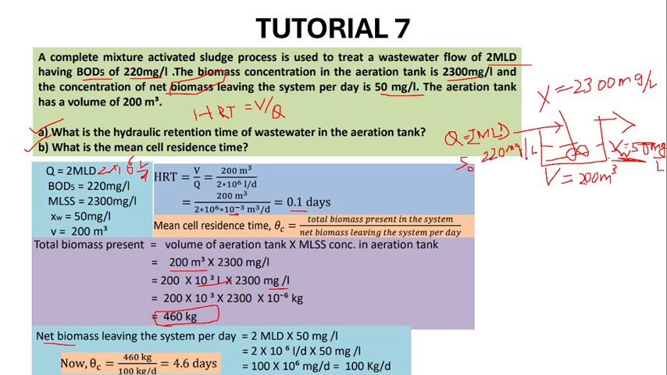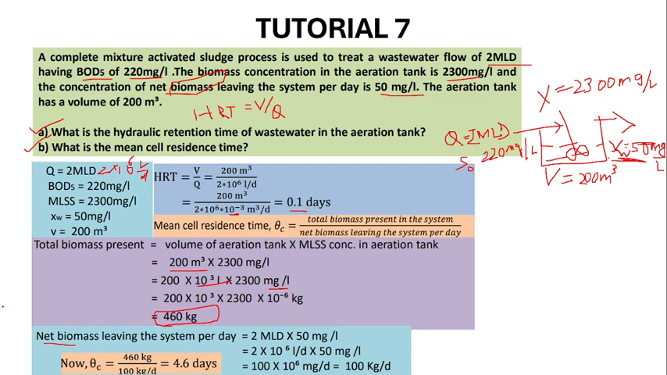This is the biomass leaving. So what is the total amount of biomass leaving per day? We again multiply it with the flow rate: 2 into 10 power 6 liter per day into 50 mg per liter. The liter will get cancelled. So it is 100 into 10 power 6 mg per day, which is nothing but 100 kg per day.